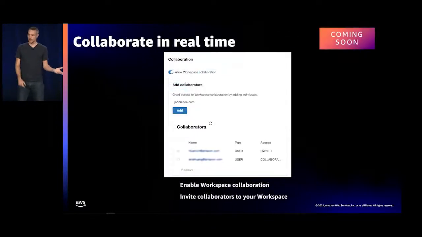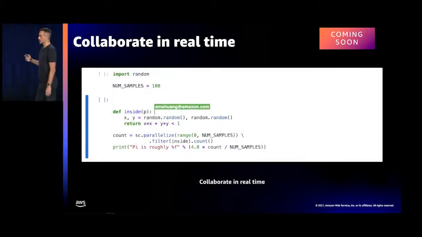So that was offline collaboration. We will add soon the online collaboration in real time. So directly from the EMR Studio interface, you will be able to invite collaborators in your workspace. And then you will be able to work with them, do some live coding sessions, very useful for peer reviews, live troubleshooting. You will see the changes of each other. It's a very nice feature for collaborating in real time.